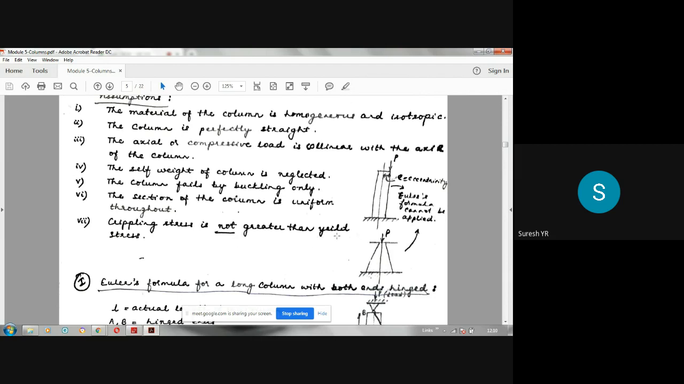Yield stress, you have studied about the yield stress in the first chapter, simple stress and strain. When we plot the graph of stress versus strain for mild steel, you have the upper yield point and lower yield point. You have to recall that. So this crippling stress, the assumption is, it is always less than the yield stress value. So these are the assumptions we are going to make for deriving Euler's equation.